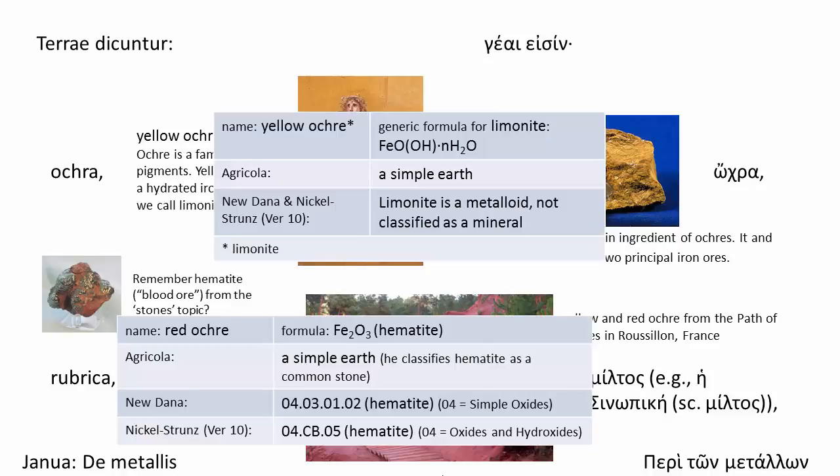In Agricola, ochre and rubrica are earths, terrae, especially notable as pigments. What we know as limonite is an iron ore which chemically consists of a mixture of hydrated iron oxide hydroxides in varying composition. It is amorphous and not classified as a mineral. Hematite is an anhydrous iron oxide.